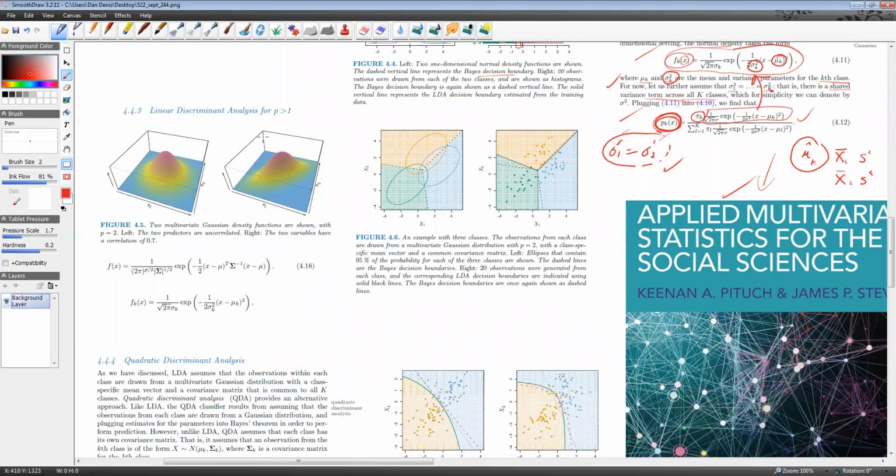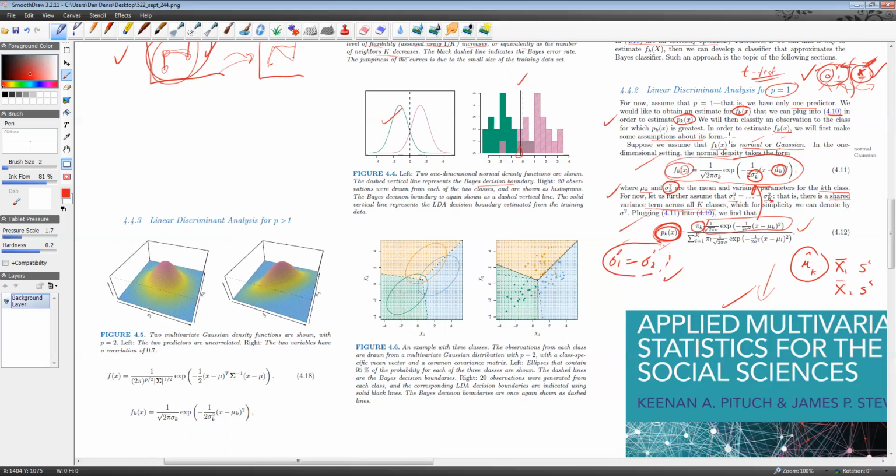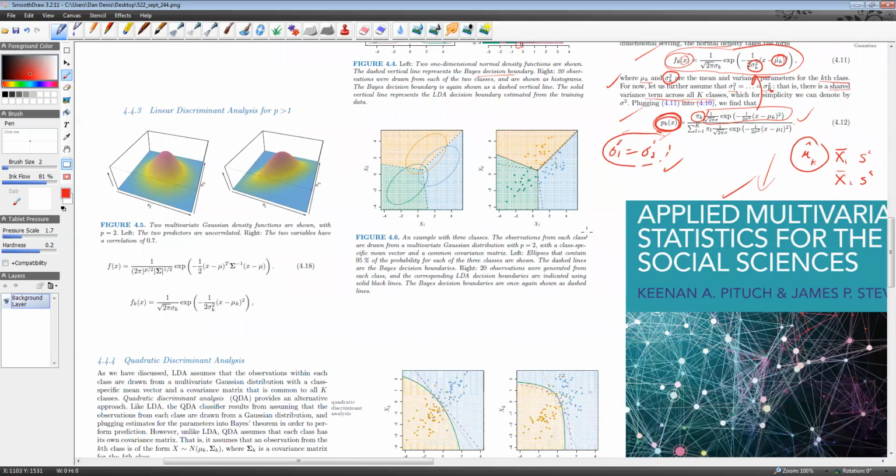Well, for the case of p equal to 1, it's kind of simple. You plug in your formulas, and you're fine. You can do the classification. But p equal to 1 is actually pretty easy. And like I say, you can liken it to the t-test idea. You reverse it around and think of it as a t-test. Everything changes when you consider p greater than 1.